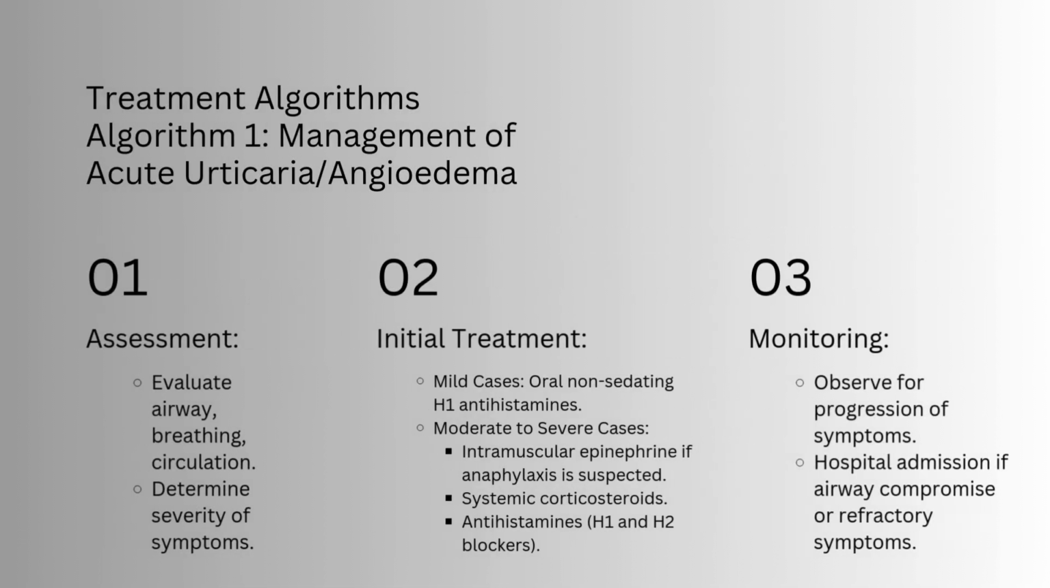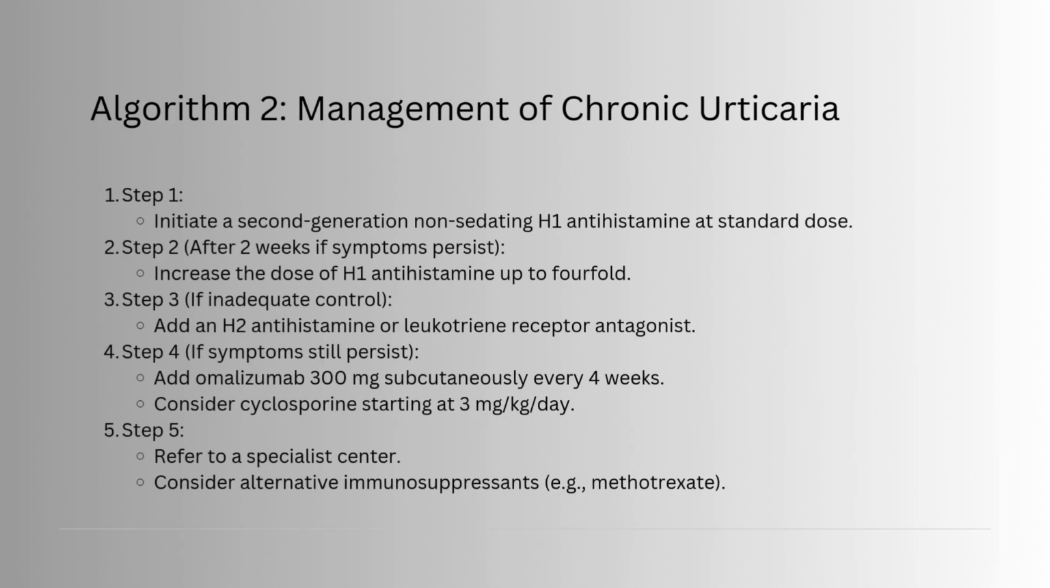To summarize the treatment process, consider the following algorithm for chronic urticaria management. Step 1. Start with a second-generation non-sedating H1 antihistamine at the standard dose. Step 2. Increase the dose up to 4-fold if symptoms persist after 2 weeks. Step 3. Add an H2 antihistamine or leukotriene receptor antagonist. Step 4. Introduce omalizumab or cyclosporin A for refractory cases.